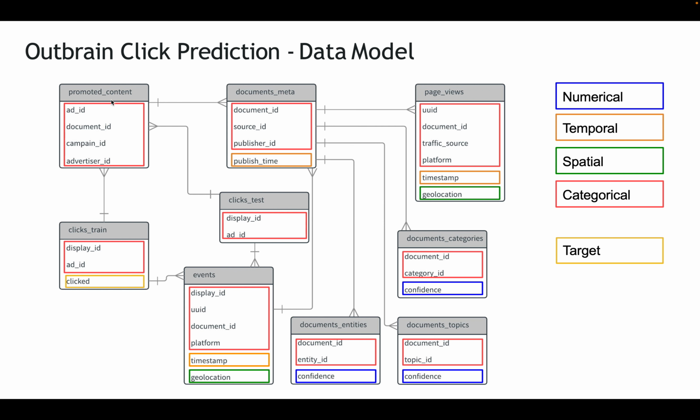ट्रेन करते वक्त promoted content, ad id, document id, campaign id, advertiser id, documents का metadata, page view, document categories, document topics, document entities. Document entities, topics, categories, views combine to form document का metadata, which is a part of promoted content, click train and events. तो clicks train और clicks test is two things जहाँ पे we are using. clicks train में अपन ये सब utilize कर रहे हैं click का value के साथ, और click test में we are able to predict it without click का value के साथ.